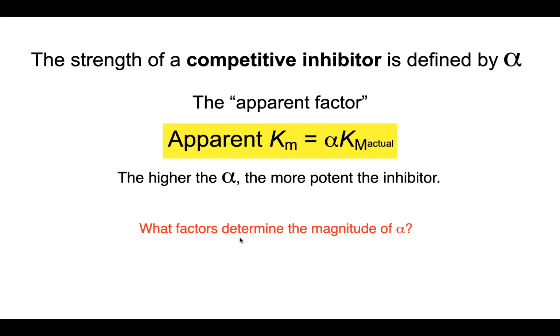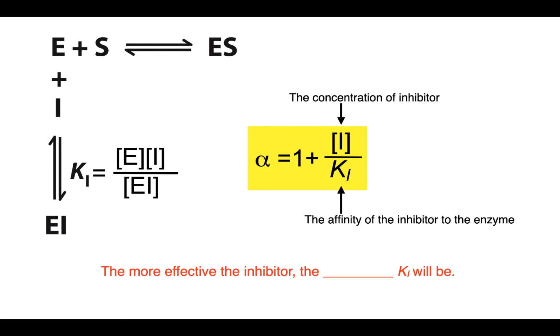I've got a question for you. What factors might go into determining the magnitude of alpha? Think about that for a second. Pause it. All right, so let's come back, and hopefully you've put some thought into this. What factors go into determining the magnitude of alpha, just how potent that inhibitor is? Well, there are two main factors that go into it.